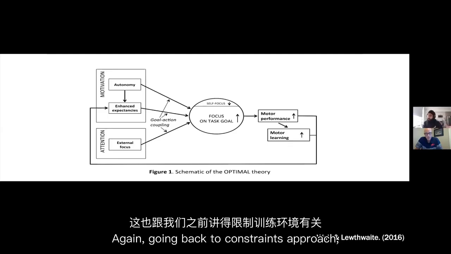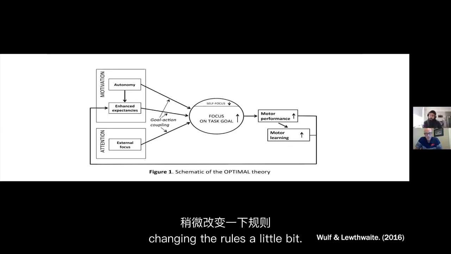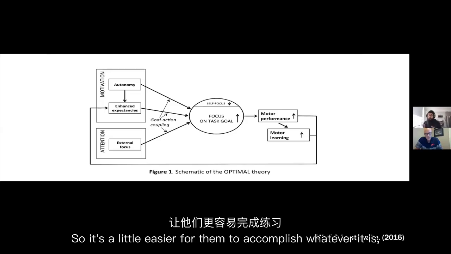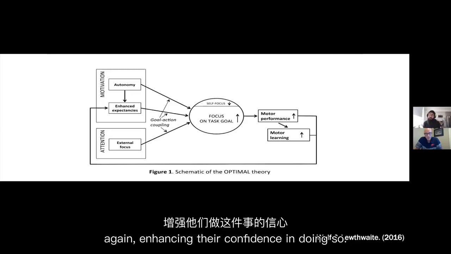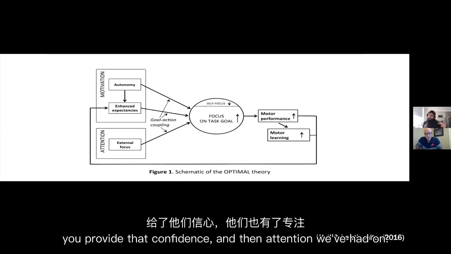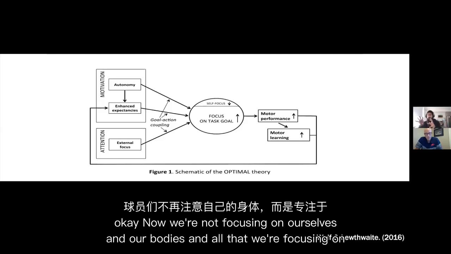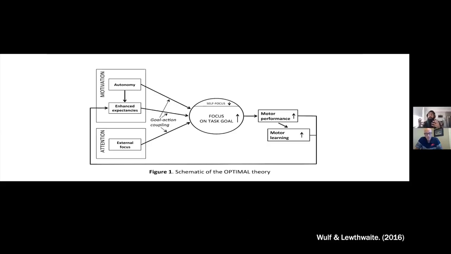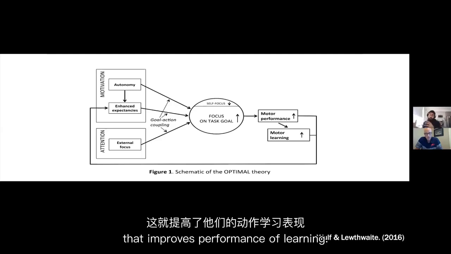Again, going back to the constraints approach, changing the rules a little bit so it's a little easier for them to accomplish whatever it is. Again, enhancing their confidence in doing so. So you provide that autonomy, you provide that confidence, and then the tension we've hit on. That all comes, okay, now we're not focusing on ourselves and our bodies and all that. We're focusing on the task goal. Therefore, that improves performance and learning.